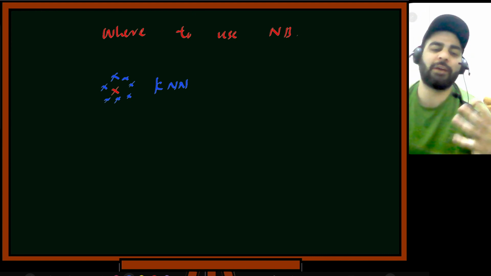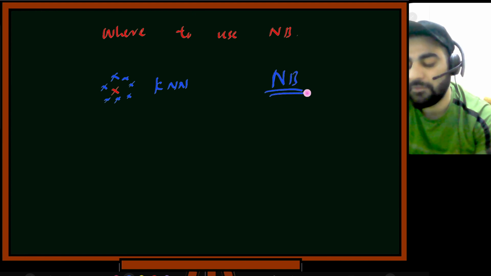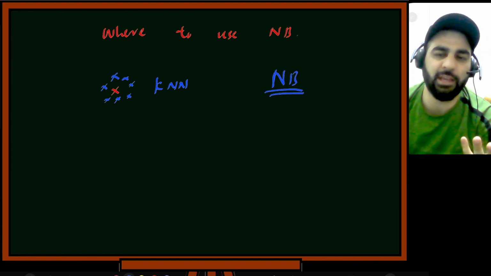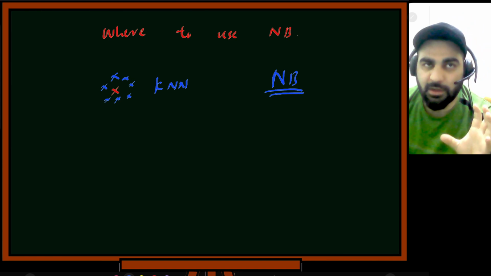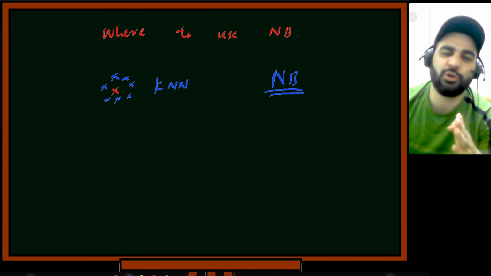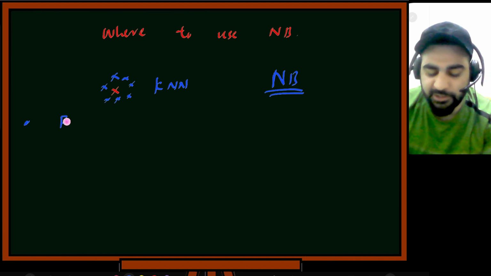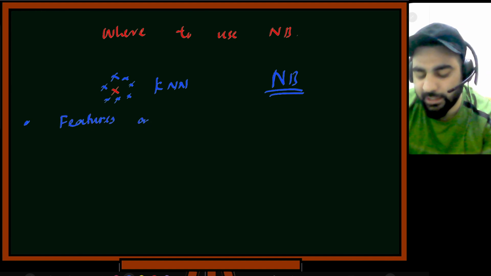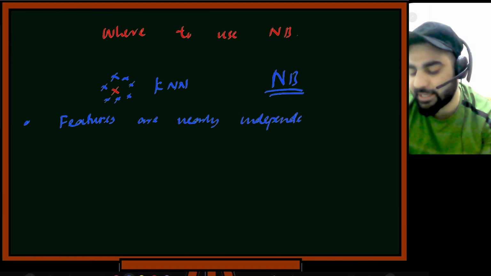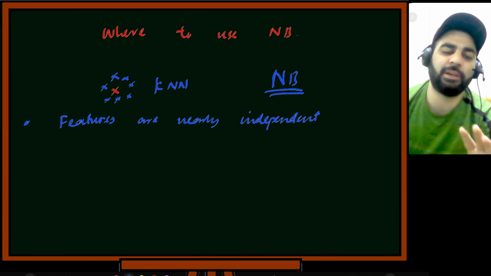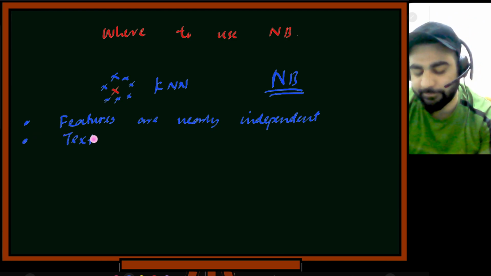Then we also have an assumption here. The assumption we made in naive Bayes was that features are independent. The features that we're taking have no dependency. If you can live with that assumption, if you can see that your features do not depend on each other, then this model will perform better. So if features are nearly independent, your naive Bayes will perform really good, and it also performs really good on text data.